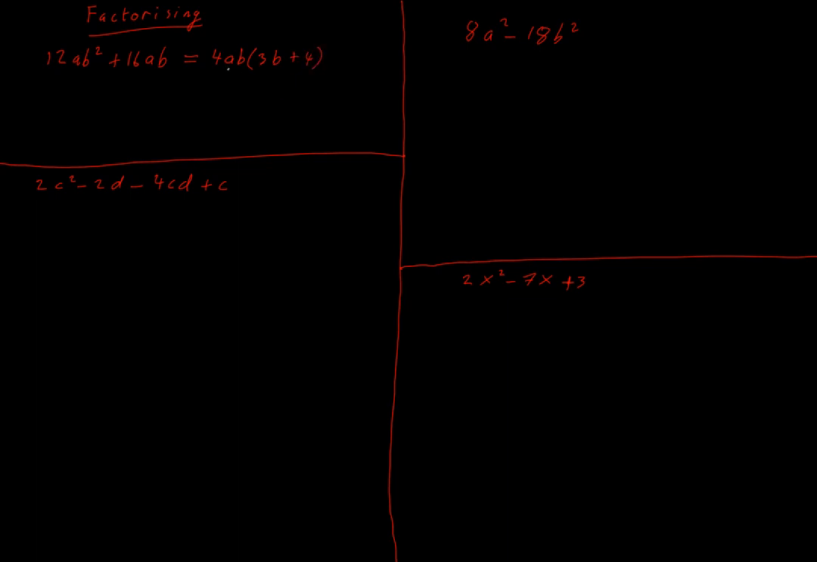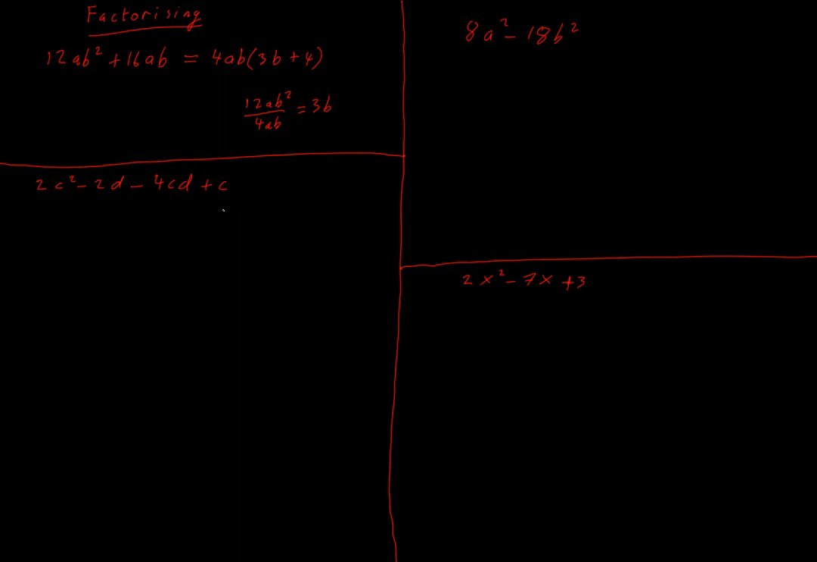The other way of phrasing this, if you prefer it, is to say, to figure out what this term is going to be, you'd have 12ab squared divided by 4ab, and you would get 3b as your answer. So that's the other way of working out what should go in your bracket. But this is a key skill, and again, common factor comes first. This is always what we're going to look for before we try anything else.